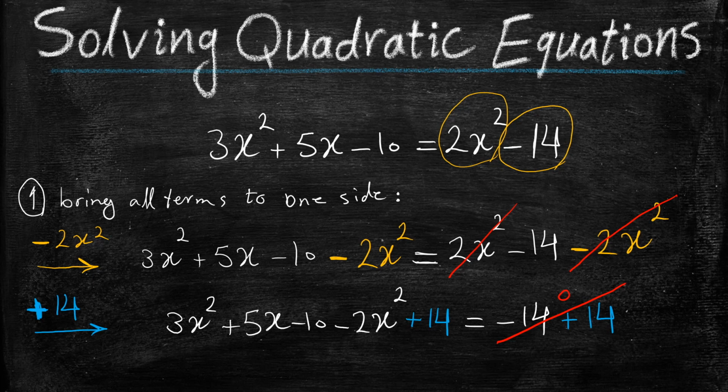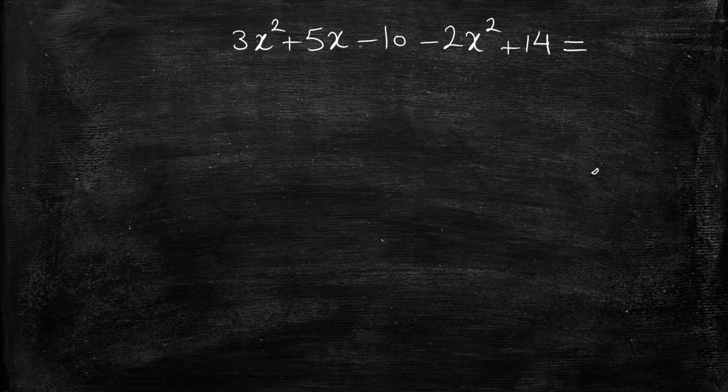Now let's see what next steps we have to take. So far we have this equation: 3x squared plus 5x minus 10 minus 2x squared plus 14 equals 0. That's our equation after taking step 1. Now step 2: combine terms. What does that mean?